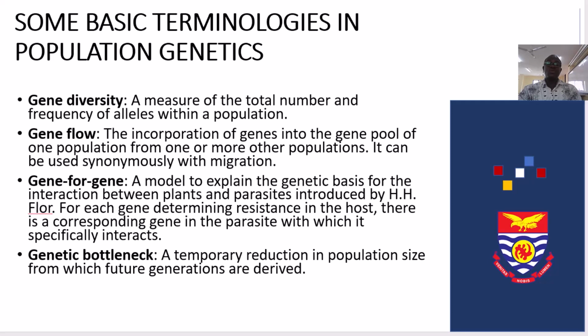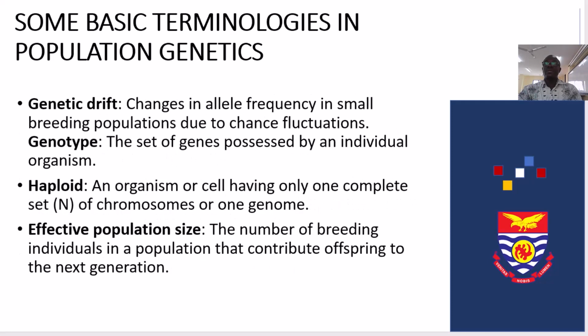Gene for gene, a model to explain the genetic basis for the interaction between plants and parasites introduced by H.H. Flor. For each gene determining resistance in the host, there is a corresponding gene in the parasite with which it specifically interacts. Genetic bottleneck, a temporary reduction in population size from which future generations are derived. Genetic drift, changes in allele frequency in small breeding populations due to chance fluctuations.